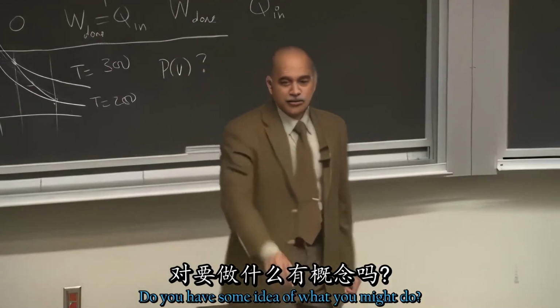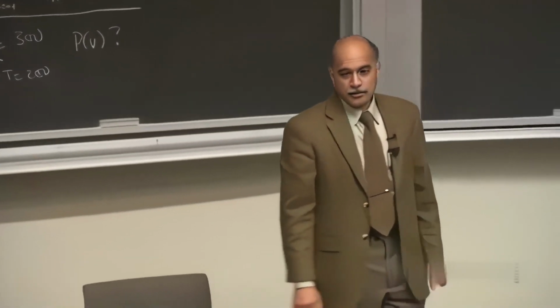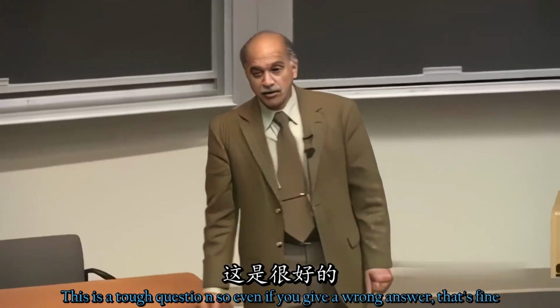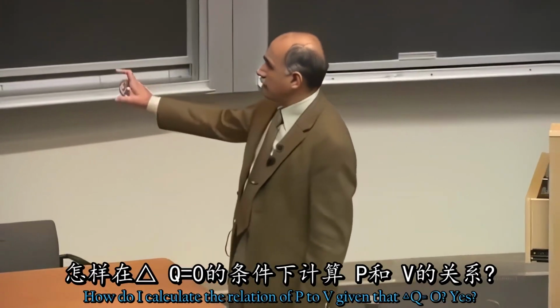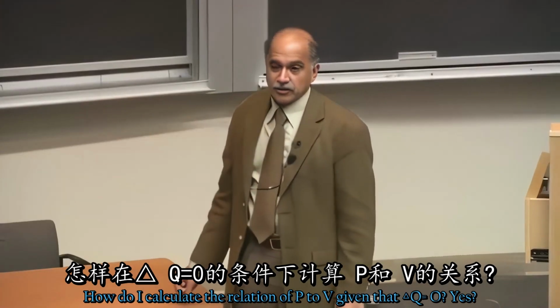Do you have some idea what you might do? This is a tough question, so even if you give a wrong answer, that's fine. How do I calculate the relation of P to V given that delta Q is 0?